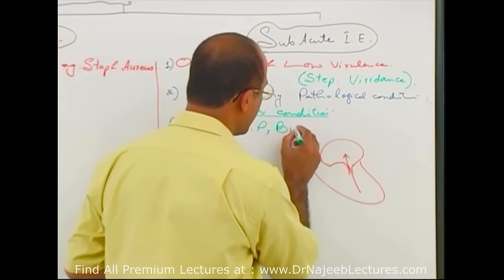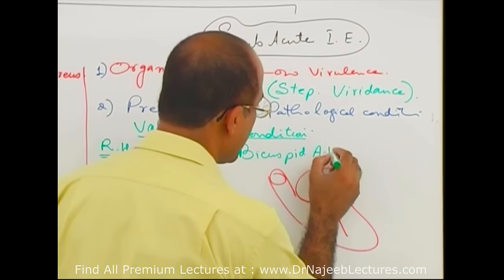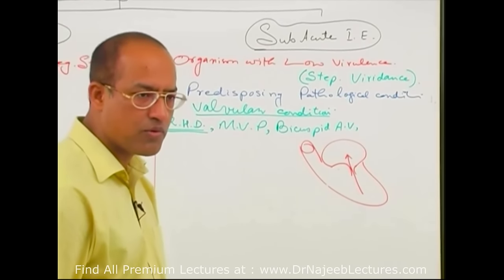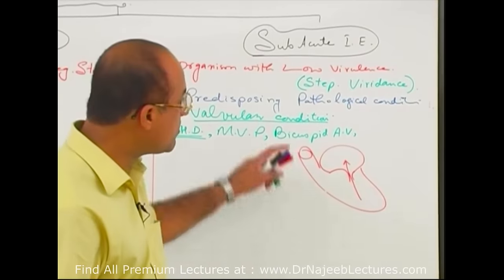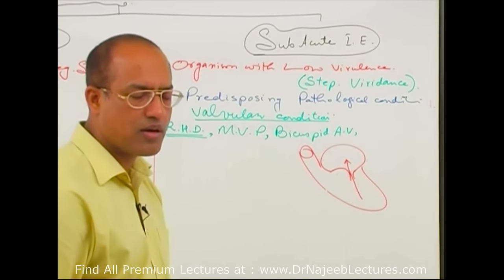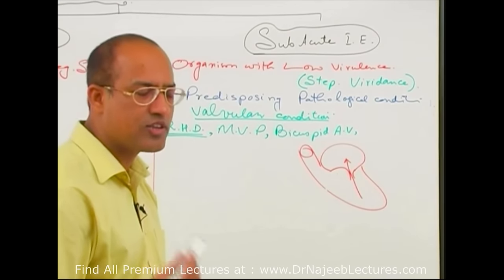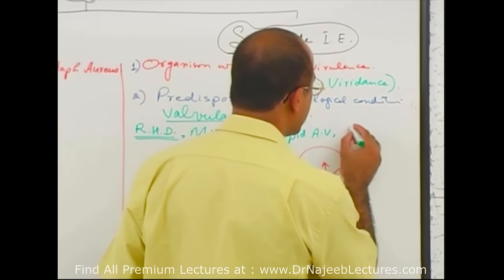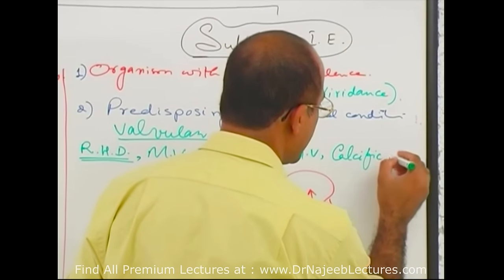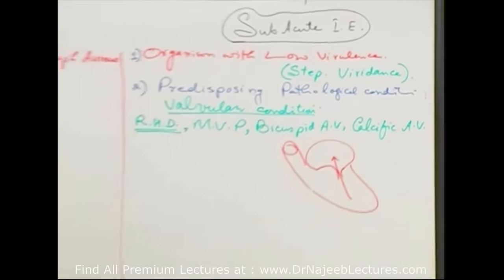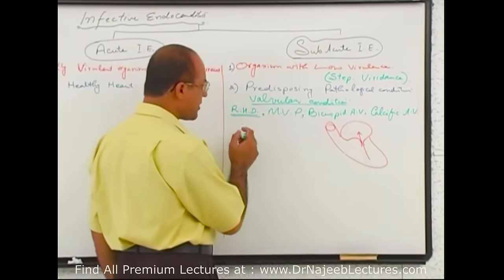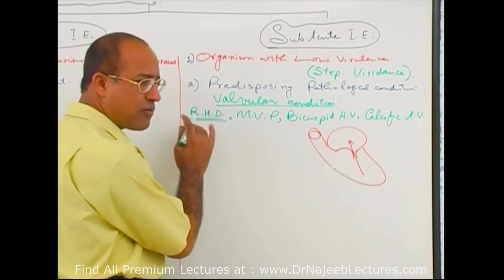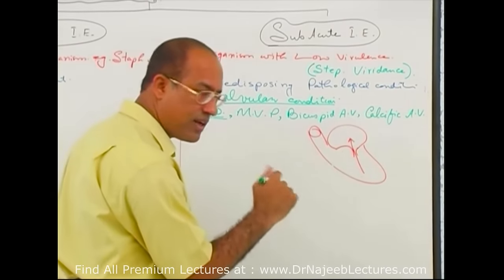Then we can talk about the aortic valve. Bicuspid aortic valve is a congenital condition. Even if it is not calcified, this allows abnormal blood flow, because normally the aortic valve is tricuspid. But if someone has a bicuspid aortic valve, the left ventricular outflow is abnormal, and that increases the risk for infective endocarditis. Then even a calcific aortic valve is a predisposing condition. Then any type of valvular stenotic or regurgitating lesion, even on the right side. But valvular lesions are more common on the left side and less common on the right side.